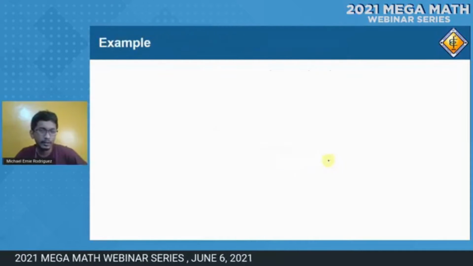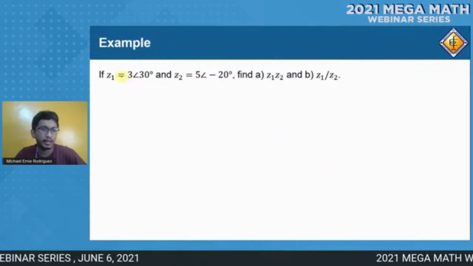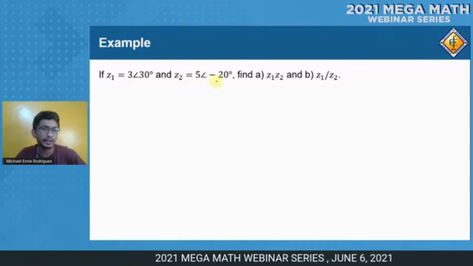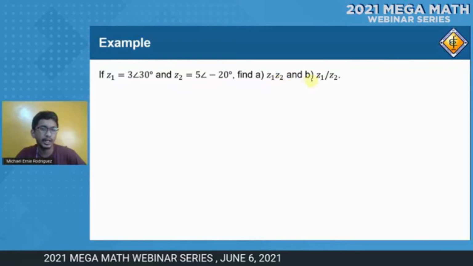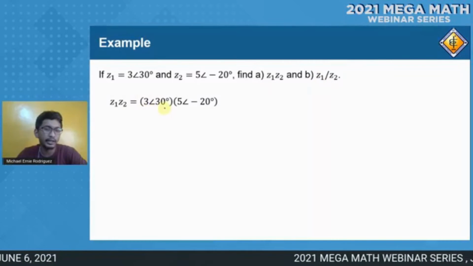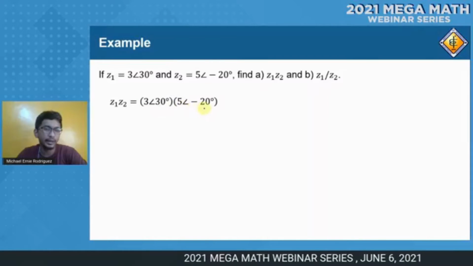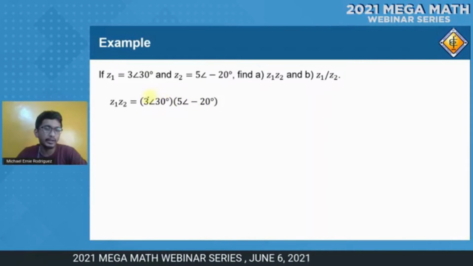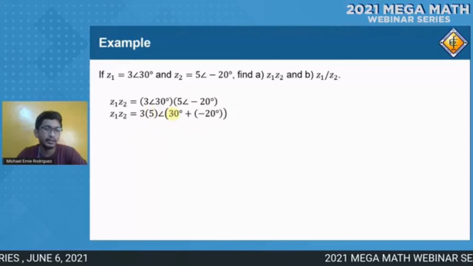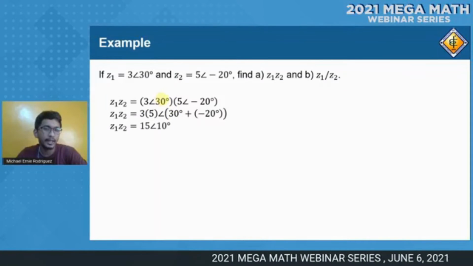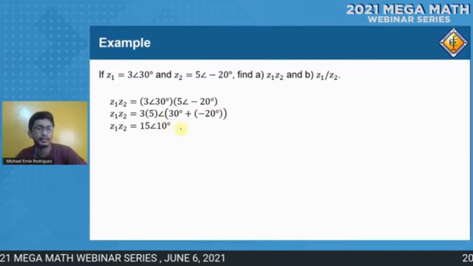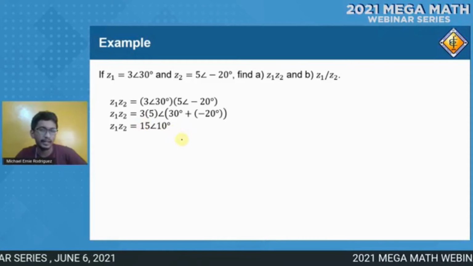So, example, we have Z1 is 3 bar angle 30 degrees and Z2 is equal to 5 bar angle negative 20 degrees. So find Z1 Z2, and Z1 over Z2. So Z1 Z2, we have 3 bar angle 30 times 5 bar angle negative 20. So again, multiply natin yung modulus. So 3 times 5, that is 15. And then 30 plus negative 20, that is 10. So we have 15 bar angle 10 degrees.